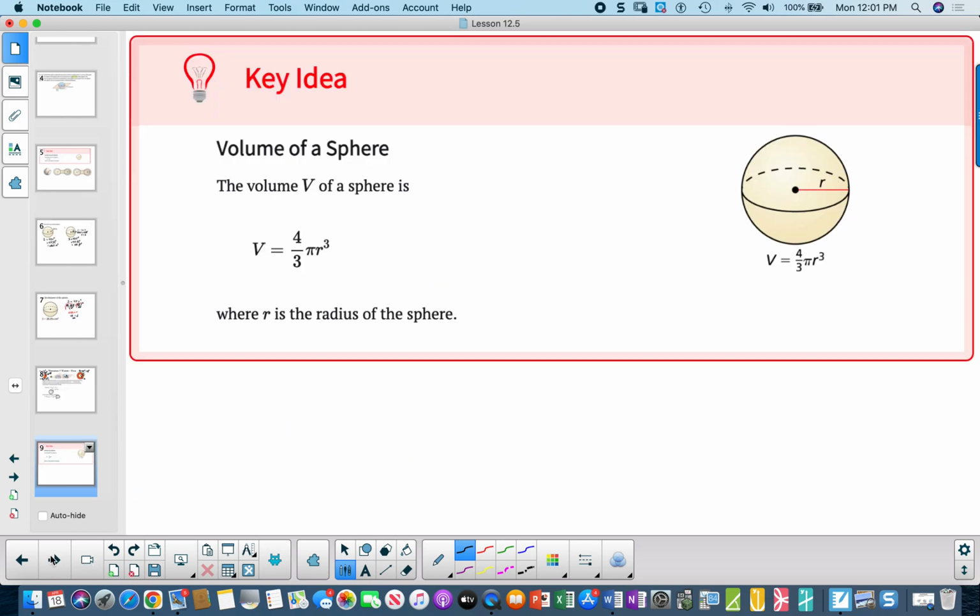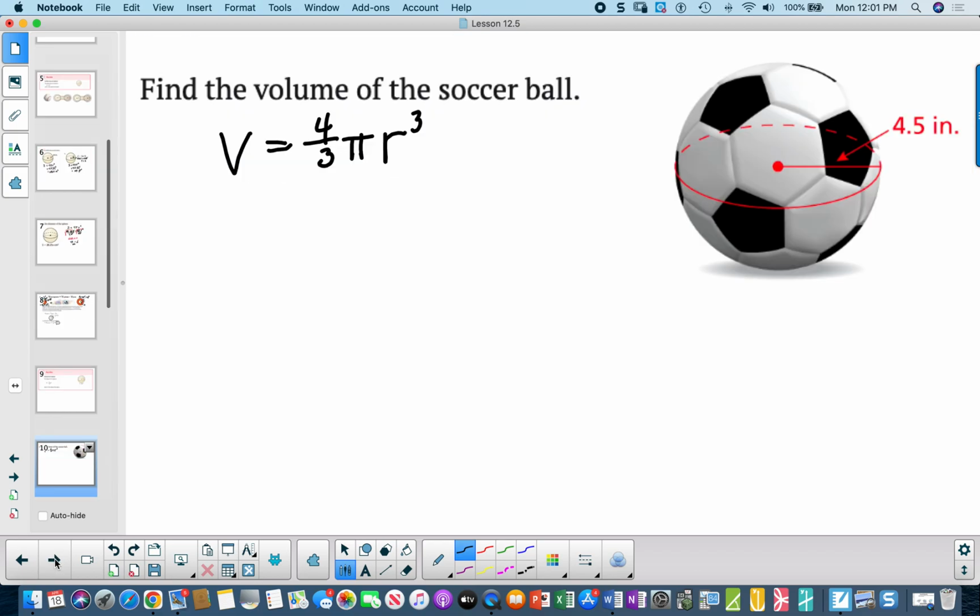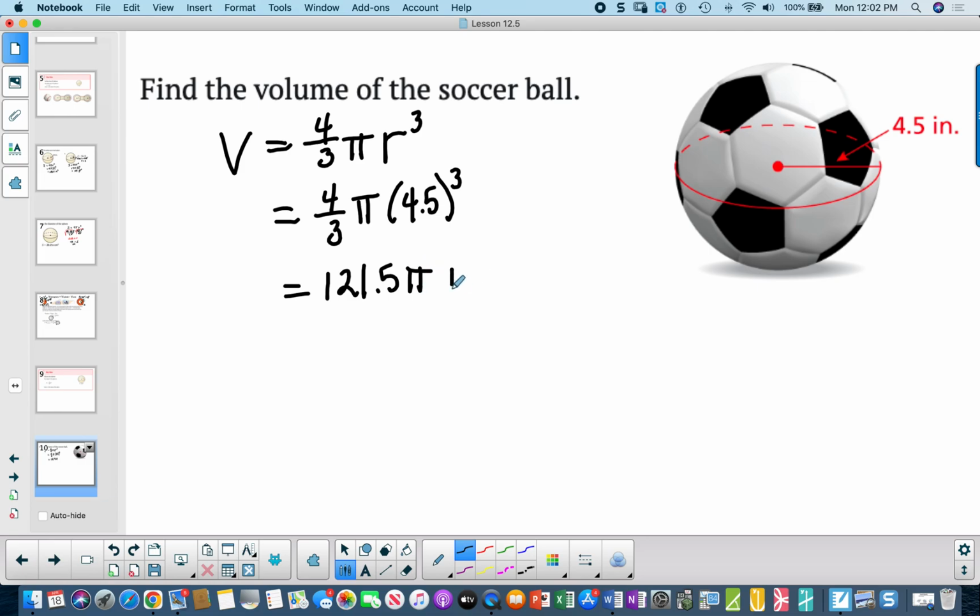So in our key idea, the volume of a sphere is 4/3 pi r cubed. Let's go ahead and practice this. If I want to find the volume, all I do is put 4/3 pi, get my volume, which is 4.5, and cube it. So let's go ahead and put this in the calculator. And the answer is 121.5 pi, and this will be inches cubed because we're talking about volume.